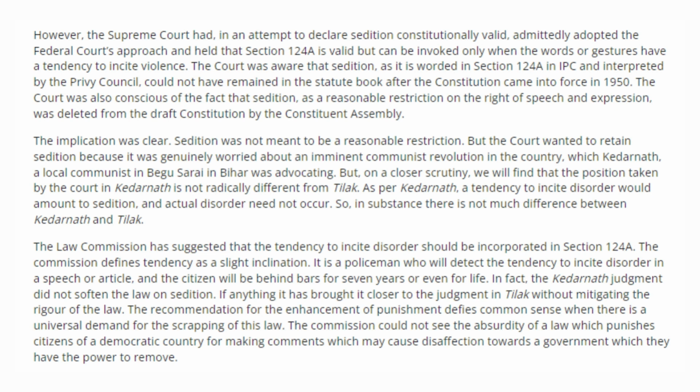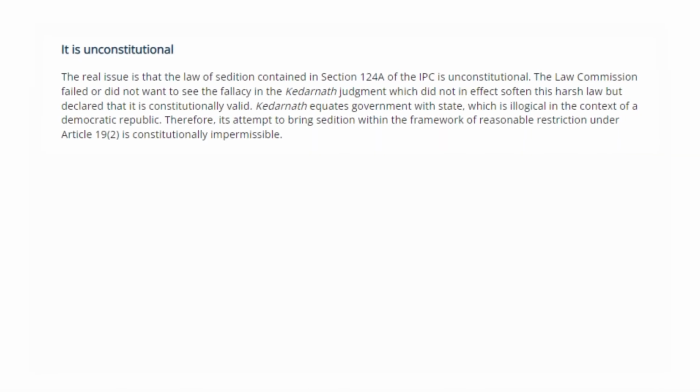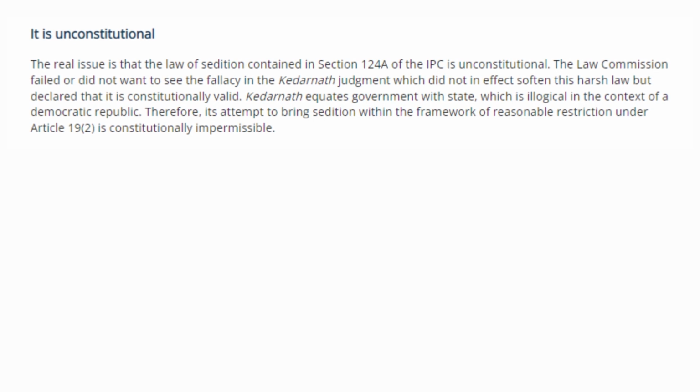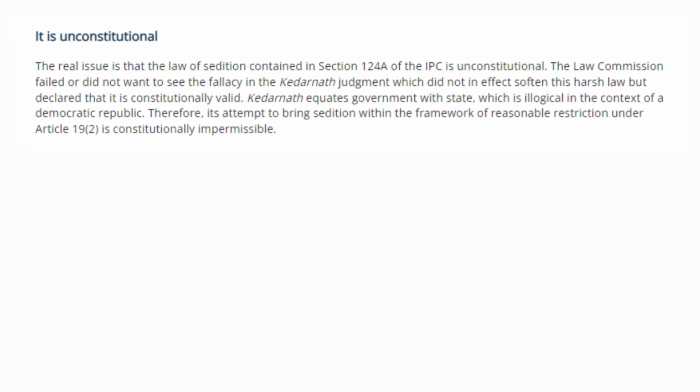The Kedarnath judgment did not soften the law on sedition, but brought it closer to the harsh interpretation of sedition in the Tilak case. The recommendation for increased punishment for sedition ignores the widespread demand for the scrapping of this law. The real issue is that Section 124A of the IPC is unconstitutional. The equating of government with the state in the Kedarnath judgment is illogical in a democratic republic. And the attempt to justify sedition as a reasonable restriction on freedom of speech is constitutionally impermissible.